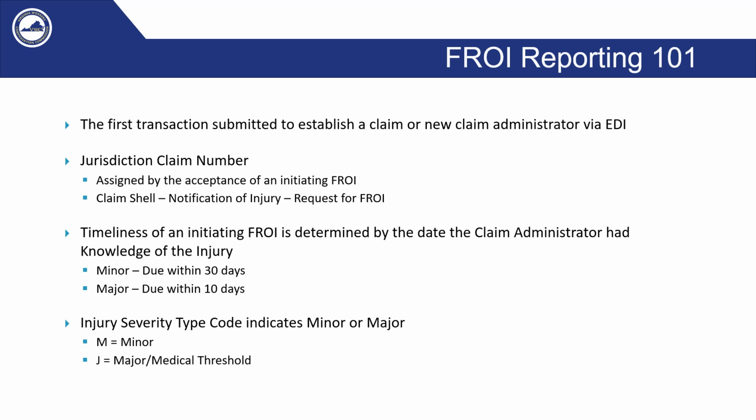Timeliness of an initiating FROI is determined by the date the claim administrator had knowledge of the injury. Minor injuries are due within 30 days and major injuries are due within 10 days. The injury severity type code indicates minor or major claims. M would be used for minor and J would be used for major claims, or if the medical threshold is met.